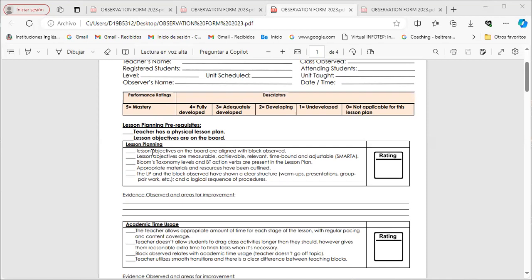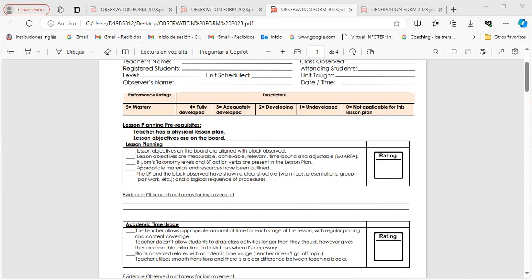You check if the lesson objectives on board are aligned with the block observed. Then if you don't see any objective written, then you put an X or you don't check that criteria. Lesson objectives are measurable, achievable, relevant, time-bound, and adjustable. You know it when you check if the teacher wrote the lesson objective with Bloom's taxonomy and you read the objectives. If you see that it is measurable, they can achieve it during the lesson or at the end of the lesson, you put a check on it.